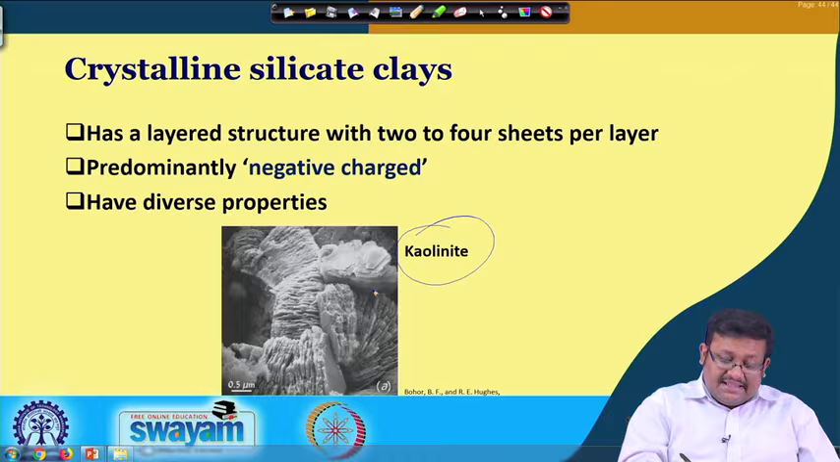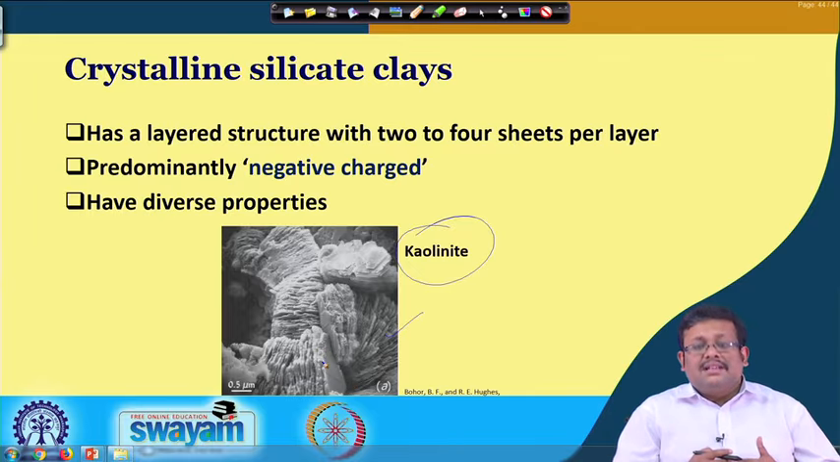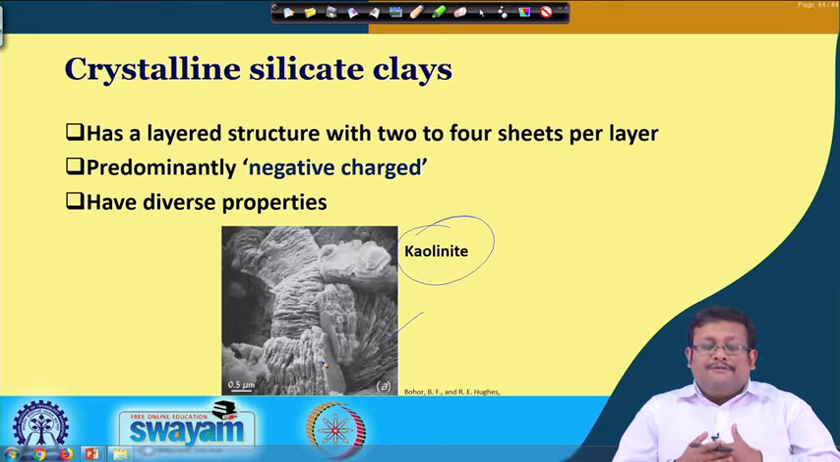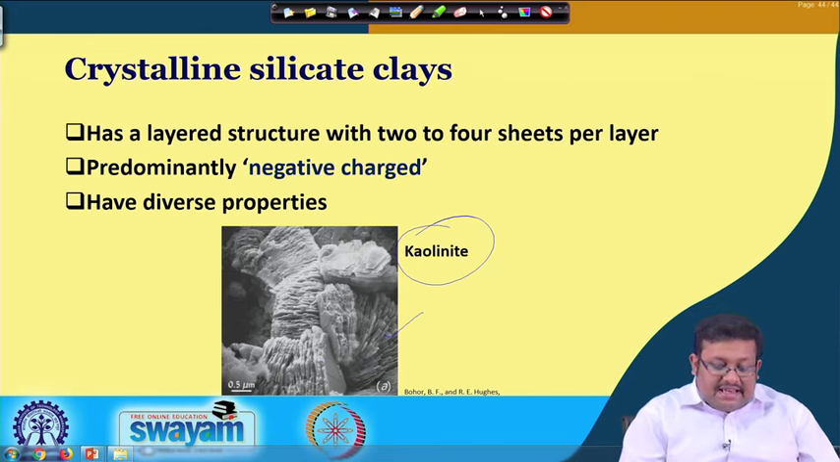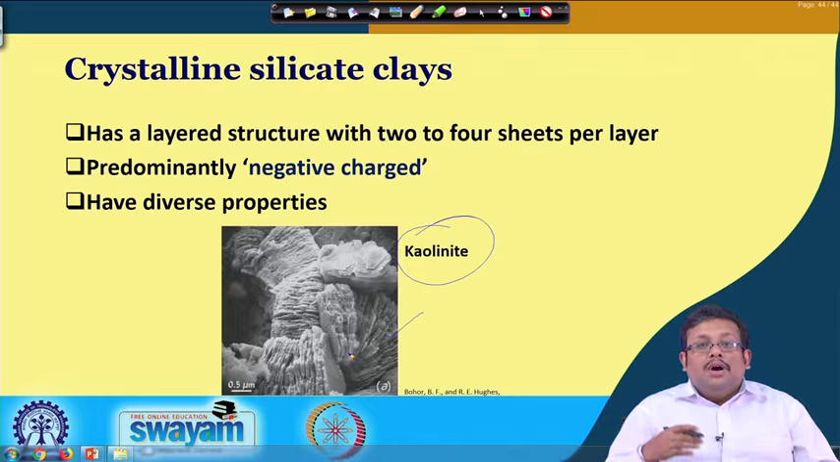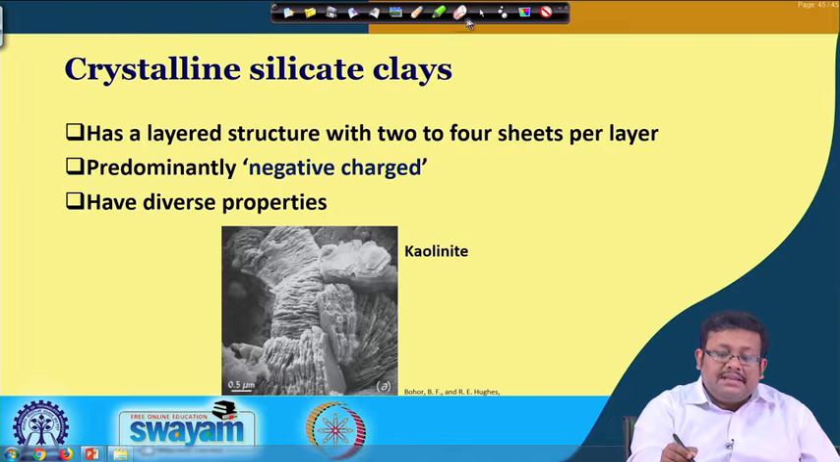So, this is the kaolinite structure under the electron microscope, and you will see they are made of sheet-like structures, hexagonal sheet-like structures. These hexagonal sheet-like structures are stacked upon each other to form the total silicate crystal. And remember that these crystalline silicates have a layered structure, as you can see here. These are individual layers, with 2 to 4 sheets per layer. We'll see the structure in detail.